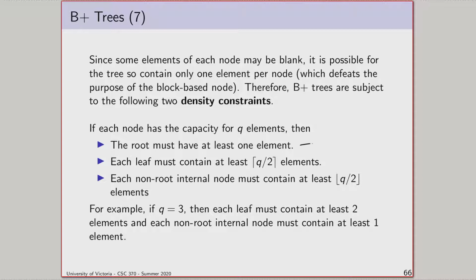So the root must have at least 1, okay? Every internal node must have at least Q over 2. That equals... So that would be 1.5, take the ceiling, equals 2. Okay, so every leaf has to contain at least 2 elements. Every non-leaf node that isn't the root has to contain the floor of 1.5, which equals 1 element. So of course, this is easy to enforce. I don't want any empty nodes, but a node has to contain at least 1 element if it isn't a leaf. But a leaf has to contain at least 2 elements.